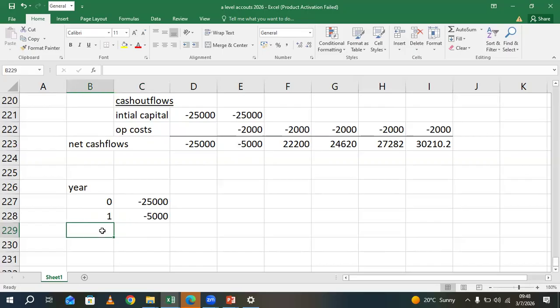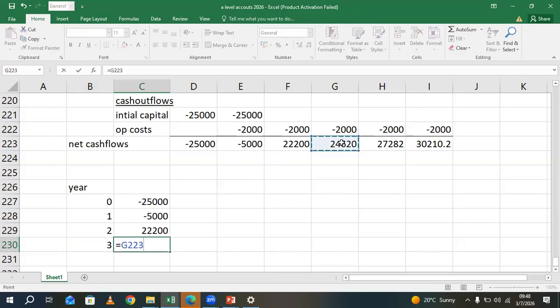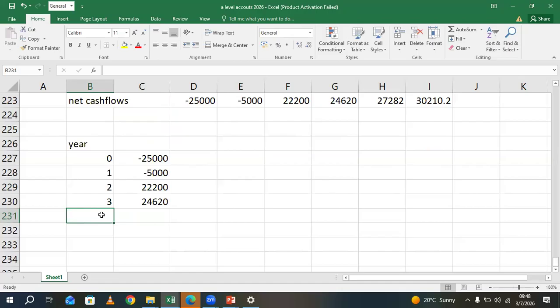Year two, it means there's an inflow. Year three, there is an inflow again. Year 4, there is an inflow. Year 5, there is an inflow again.